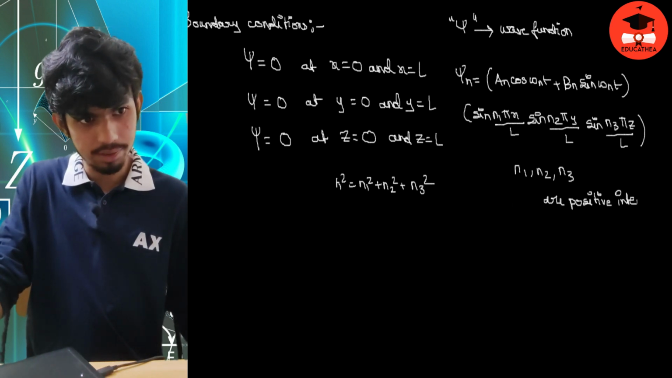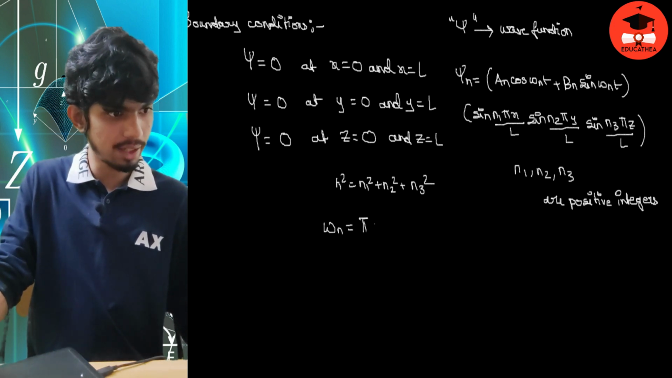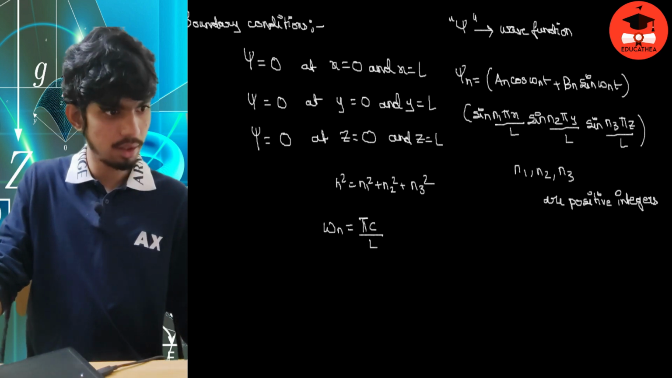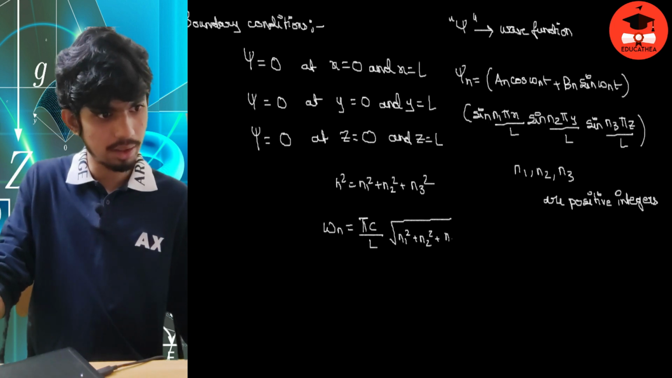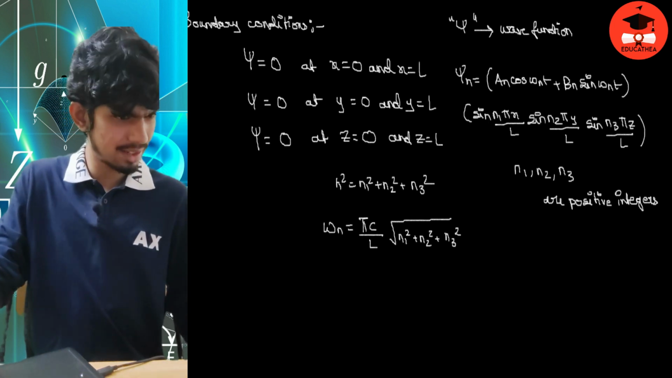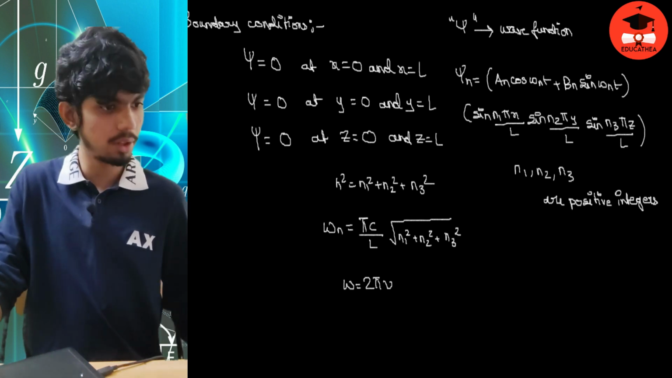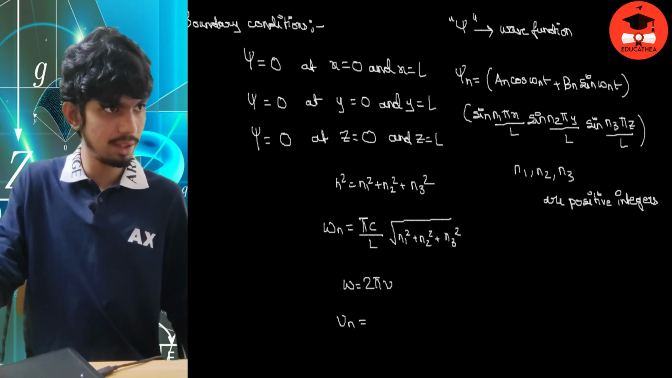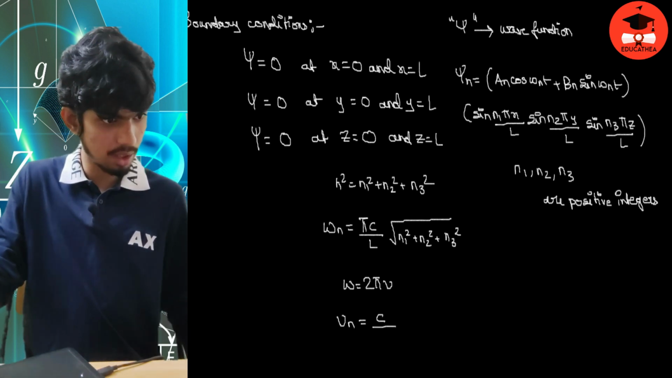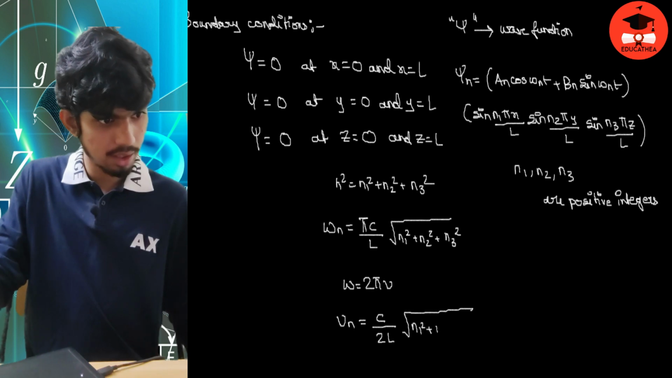By the way, n1, n2 and n3 are positive integers. Omega n is something like this: pi times c divided by L into root over n1 square plus n2 square plus n3 square. Now we know that omega is basically 2 pi into mu, where omega is the angular frequency and mu is the linear frequency. So mu n from this formula will be basically c divided by twice L into root over n1 square plus n2 square plus n3 square.